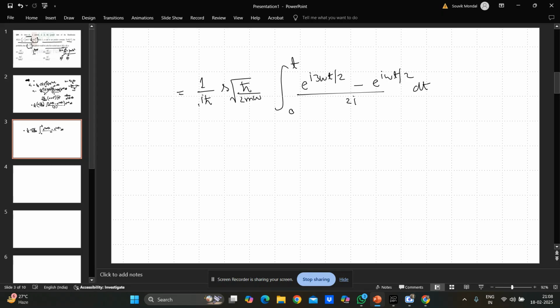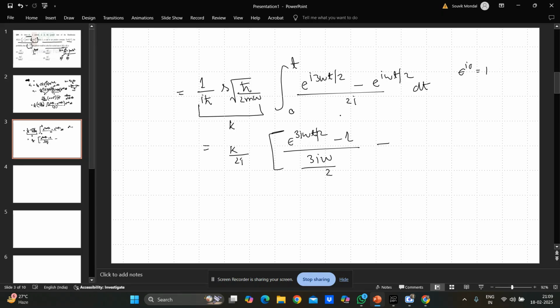Okay, so let me write this whole thing as k. I am not writing this big term every time, so let's denote it as k. So this is k into k by 2i into e to the power 3i omega t by 2 minus 1, divided by 3i omega by 2. If you integrate this, you will get e to the power 3i omega t by 2. And if you now put the limit 0 to t, in the limit t it will have this value, and in the limit 0, e to the power i 0 is 1. So I am just putting the limit after the integral.